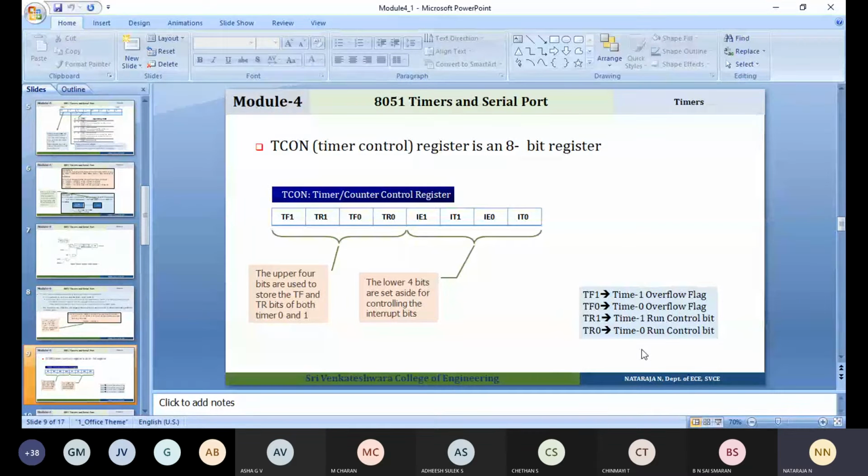At that point, it is necessary to know the TF and TR for timer 0 and timer 1. TMOD controls the timer modes. Another register, the TCON register, the timer control register, we are going to use. In this, the lower bits of the TCON register are for interrupt functions.